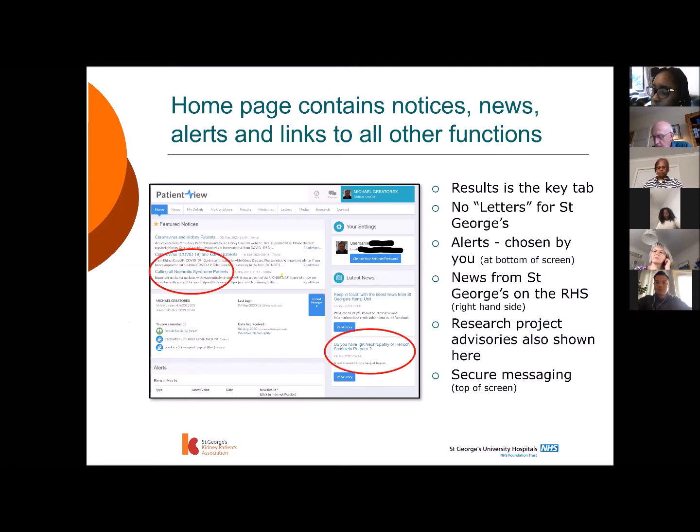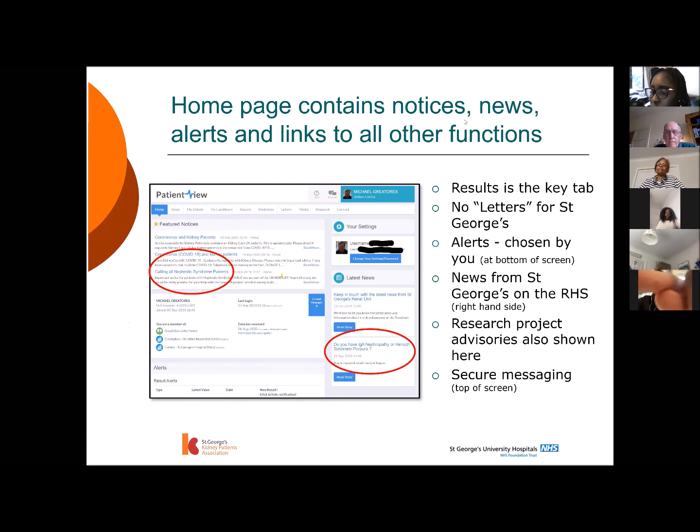You can also see that research projects are advertised here. So in this case, if you have IgA nephropathy or HSP, and also nephrotic syndrome, patients were both invited to join trials through this system.